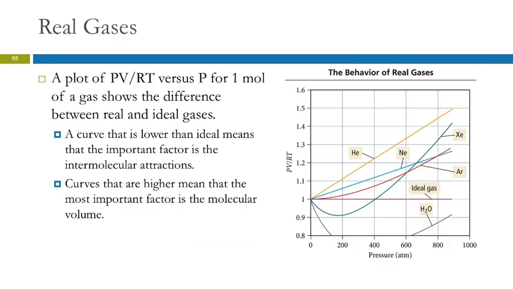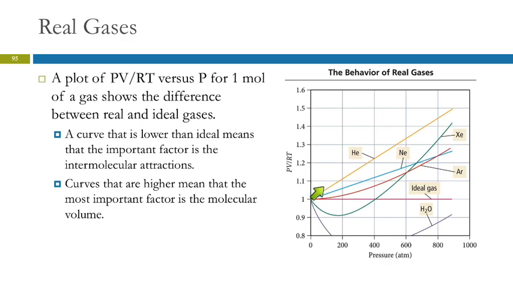So if we look at these factors combined, we can see that the effects of interaction and particle size are different for different gases. So if we graph PV over RT, so that should equal n, the number of moles, for 1 mole of gas at different pressures, here's helium, neon, xenon, argon, and water. For an ideal gas, that's going to stay the same, right? For the real gases, it's going to vary.